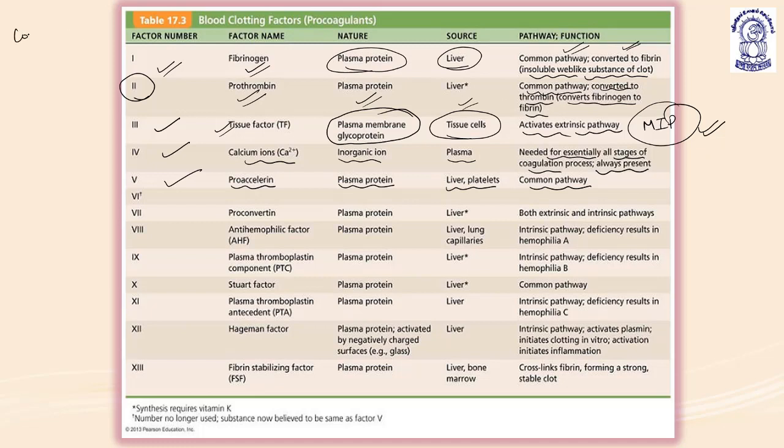So factor number one, factor number two, and factor number five are involved in the common pathway. Calcium is factor number four, which is involved in all the stages of coagulation. Factor number three initiates the extrinsic pathway. Factor number six is unknown, an unknown factor when we don't know the properties.